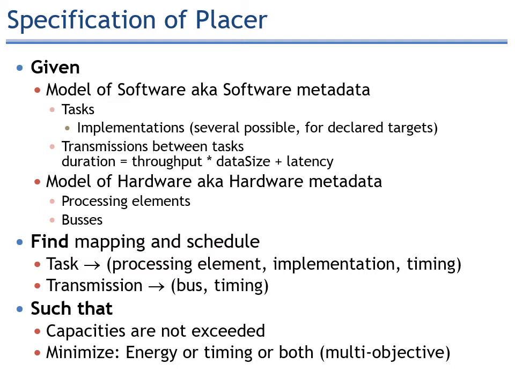So the model of the hardware, the hardware metadata, includes the processing elements, the FPGA and CPU, with their own characteristics. Typically, you can define the operating frequency of the CPU, the number of gates and multipliers of the FPGA, etc. Basically, you are free to define any kind of cumulative resource for processors and FPGA, etc. And you have the buses, which define the throughput and latency and also the connectivity.